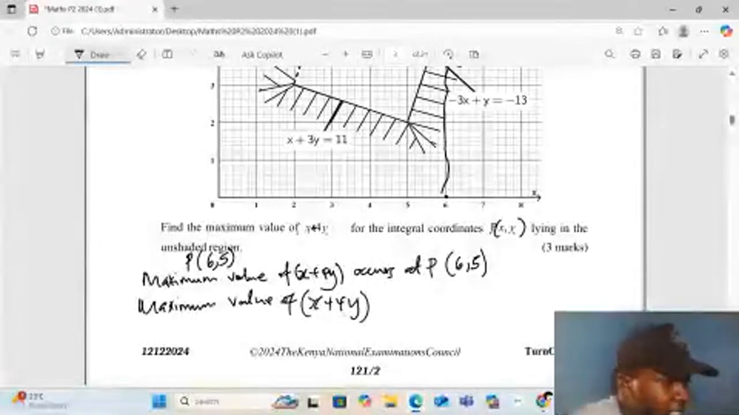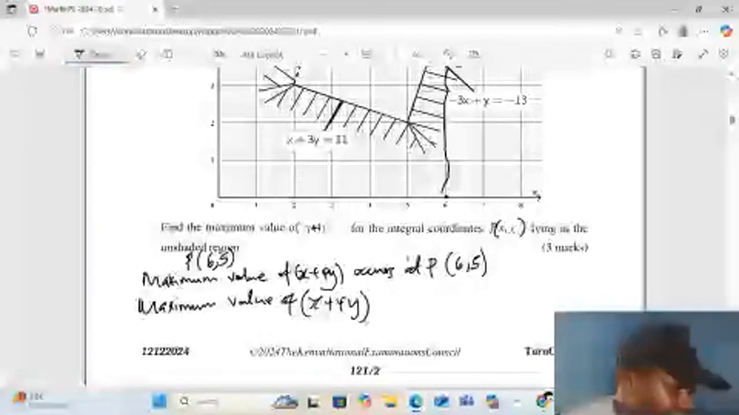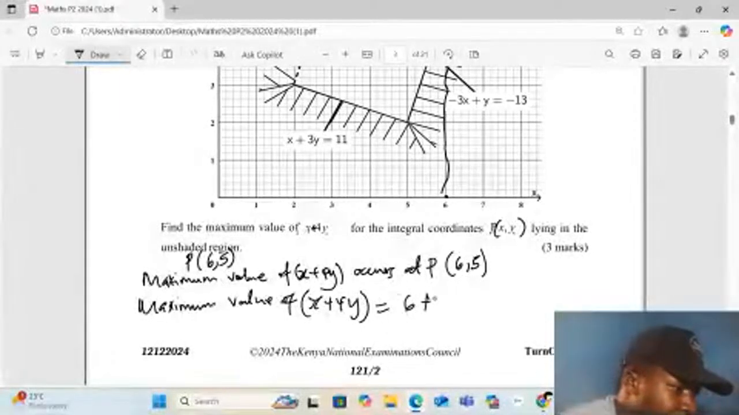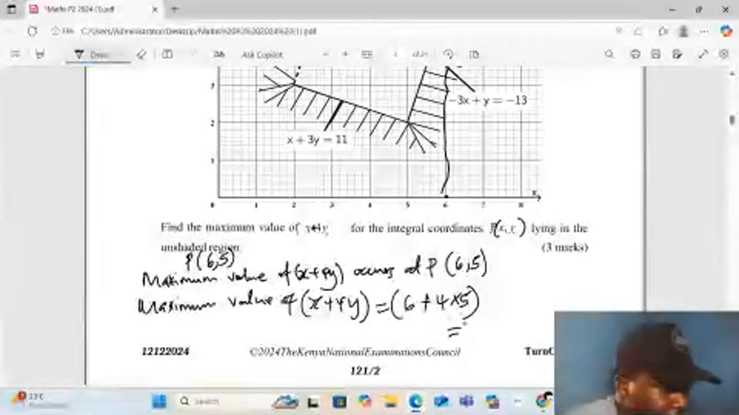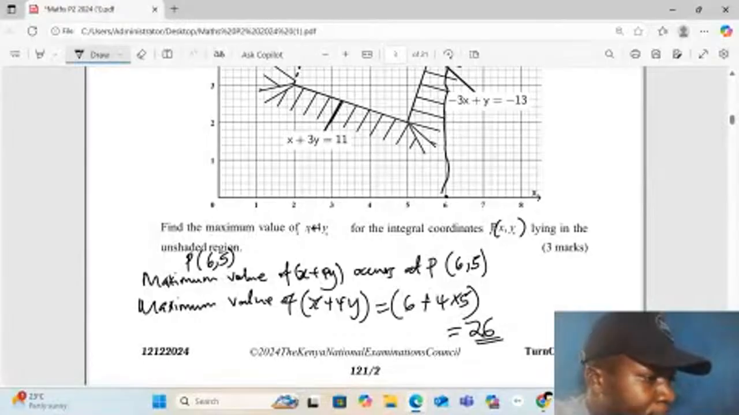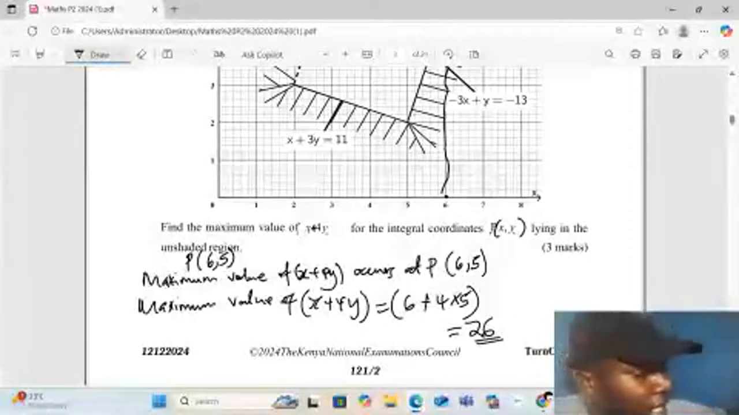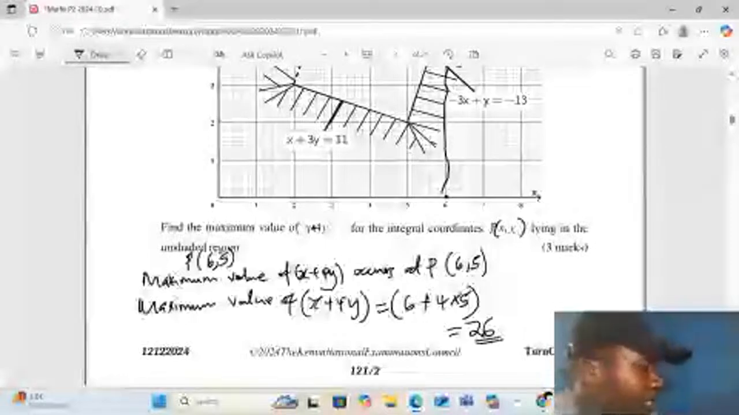Now you substitute where there is x, you replace with 6. Where there is y, you replace with 5. We shall have 6 plus 4 times 5. Then you get your answer, 20 plus 6, that is 26. Now that 26 is the maximum value of x plus 4y. And that is how you get your 3 marks on that graph.